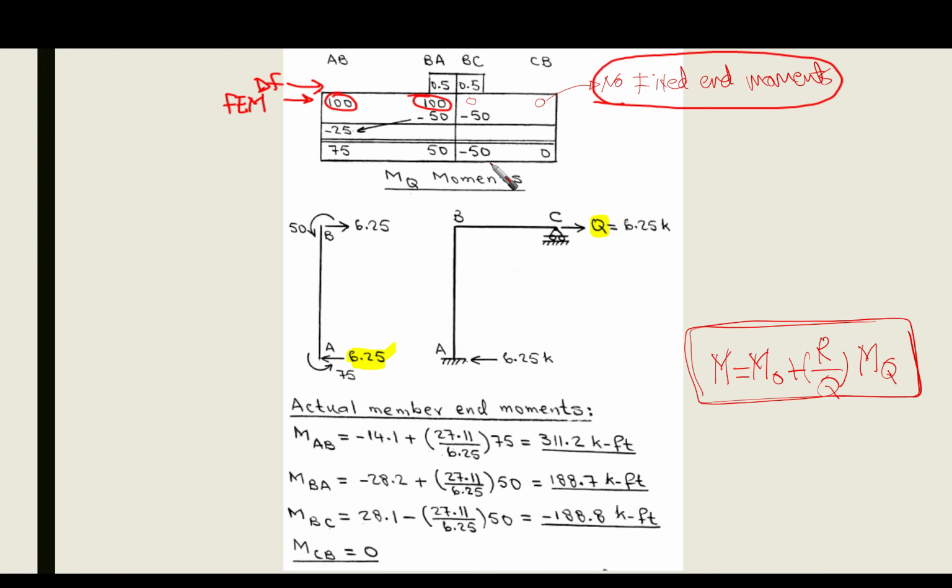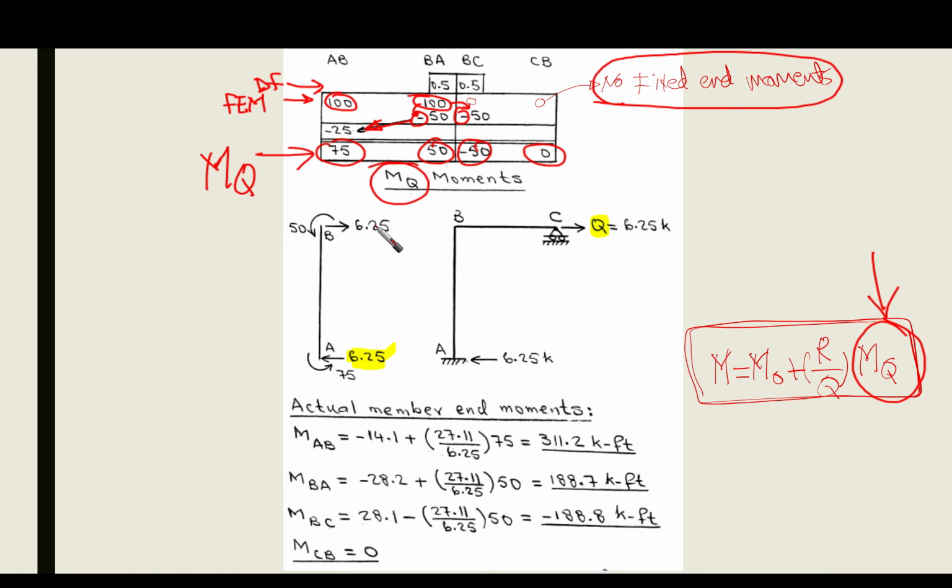Then we have a very simple moment distribution table. We can distribute this 100 moment half and half here with different signs, carry over only once, and then we obtain the MQ case. Now we put this MQ. All of these values are MQ, so they help us for the final equation. This is what we call MQ.